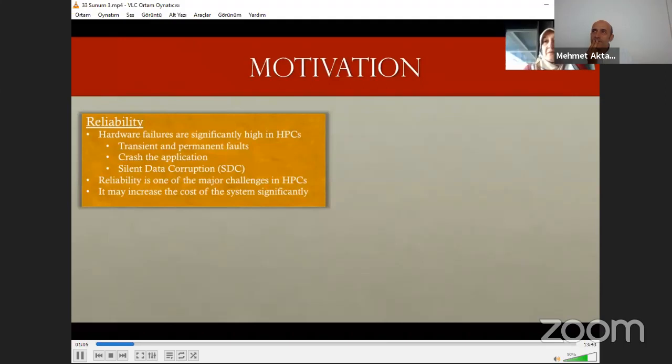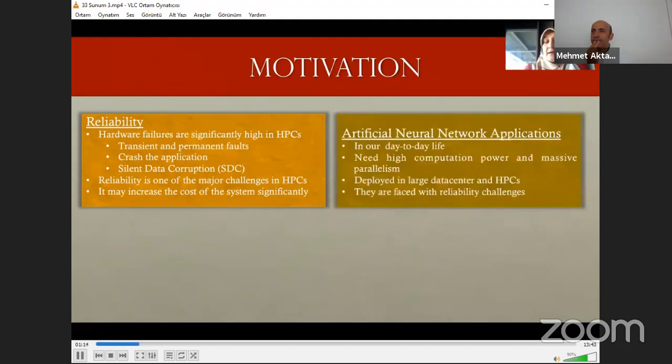And when you want to provide reliability, it may increase the cost of the system significantly. On the other side, artificial neural network applications are now in our day-to-day life. They need high computation power and massive parallelism. That's why they are generally deployed in large data centers and HPC systems. However, they are also faced with reliability challenges since they are executed in HPC systems.